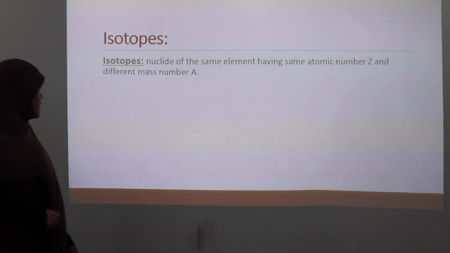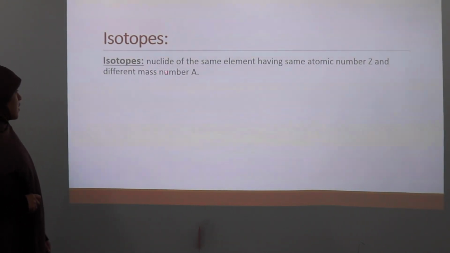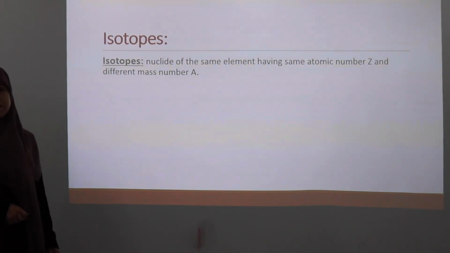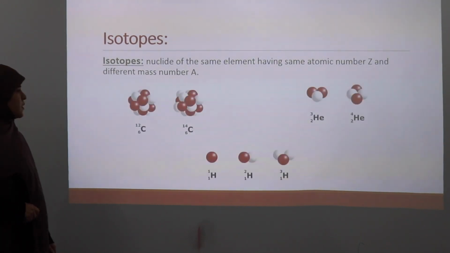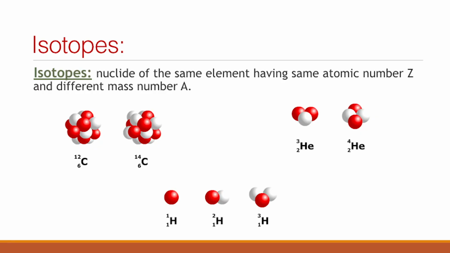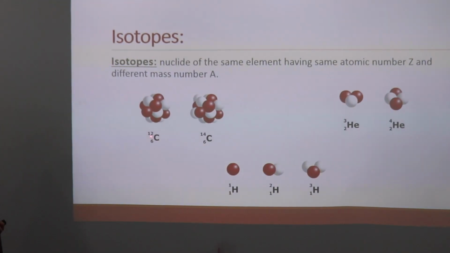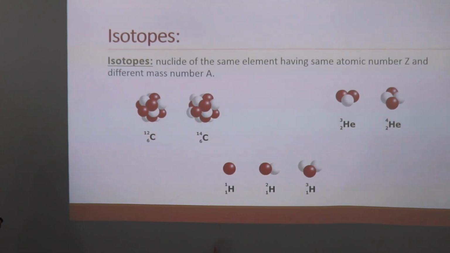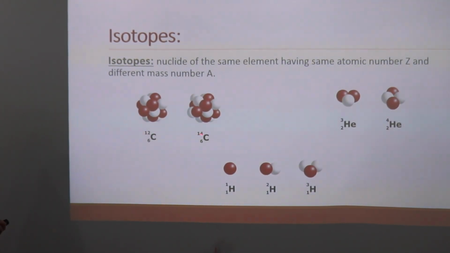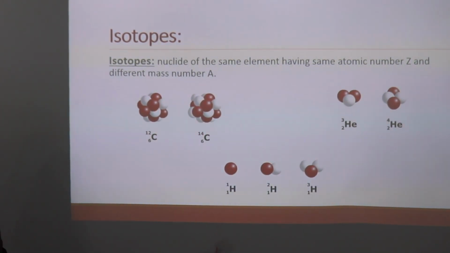Now we'll talk about isotopes. Isotopes are nuclides of the same element having the same atomic number Z but different mass number A. Example, carbon has atomic number 6. So there are two isotopes of carbon here. Both have atomic number 6, but they differ in their mass number. Here the mass number is 12, while in this isotope it is 14.